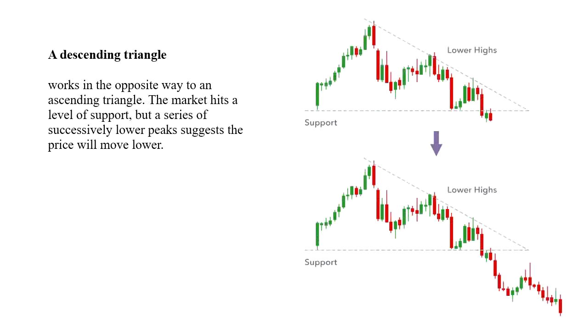A descending triangle works in the opposite way to an ascending triangle. The market hits a level of support, but a series of successively lower peaks suggests the price will move lower.